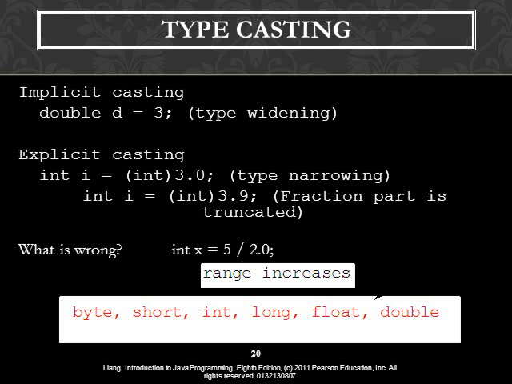We have a cast. So we have some implicit casting. For example, when I have the double d and I say set that equal to 3. Well, we know that 3 is an integer, but implicitly or automatically Java is going to cast 3 as a double so it can set d to the correct value.